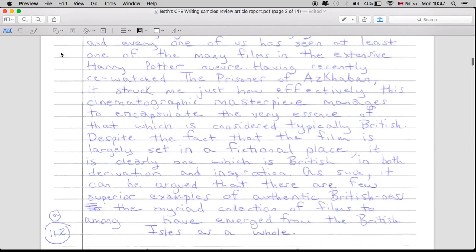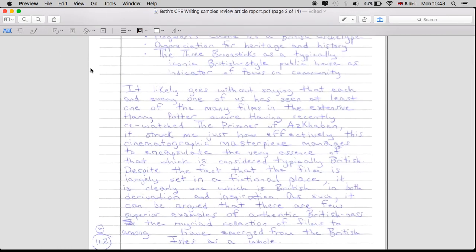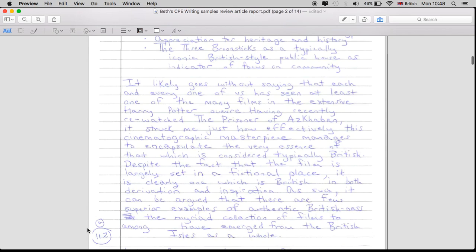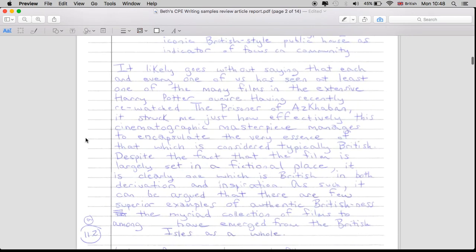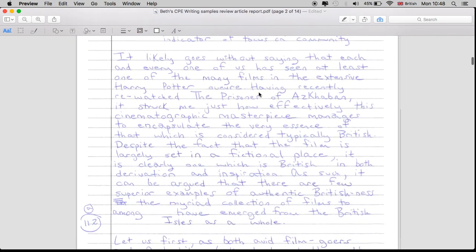Right, so here's my first paragraph. If you break it down, it's about 112 words. So I could probably lose about 12 words here, but it reads. It likely goes without saying that each and every one of us has seen at least one of the many films in the extensive Harry Potter oeuvre. We stole that word from the French. And it's a lovely word which means body of work or collection of work.